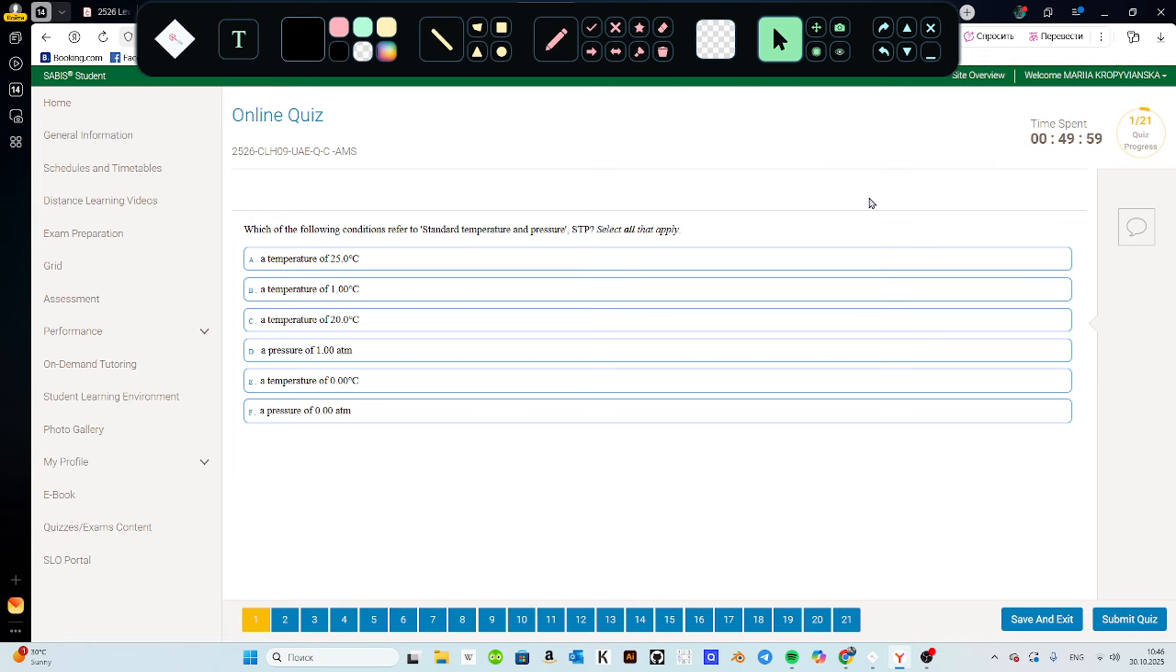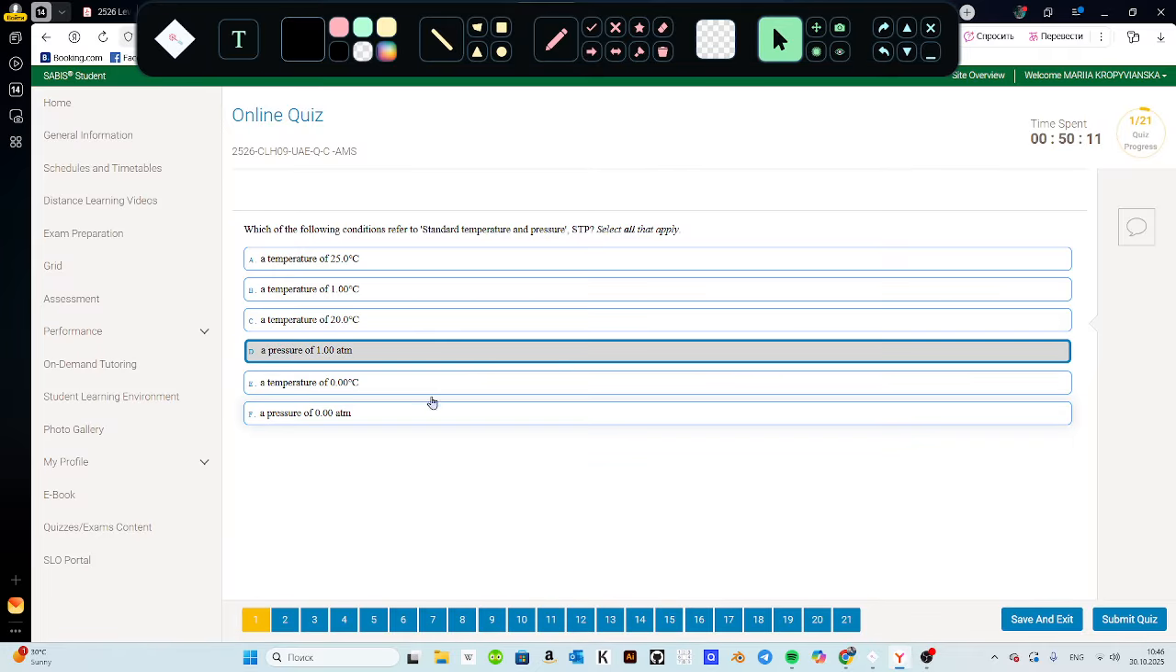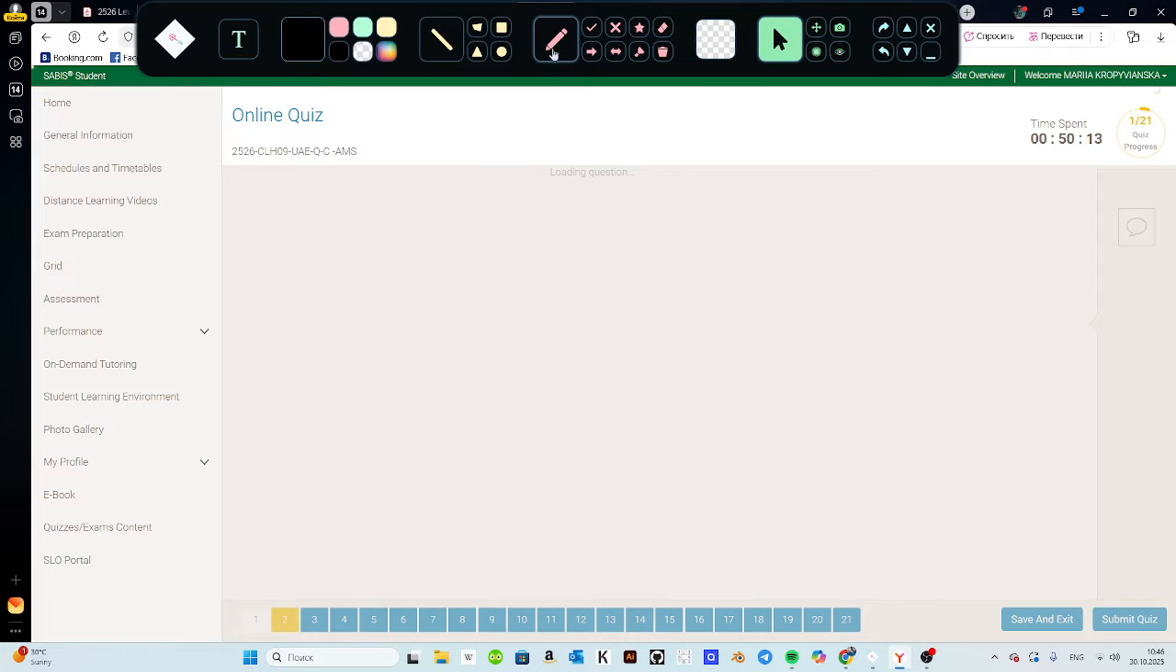So our first question is, which of the following conditions refer to standard temperature and pressure, STP? When we're talking about standard temperature and pressure, it's a question based on our knowledge. Just remember that it's always a pressure of 1 atmosphere and a temperature of 0 degrees Celsius.